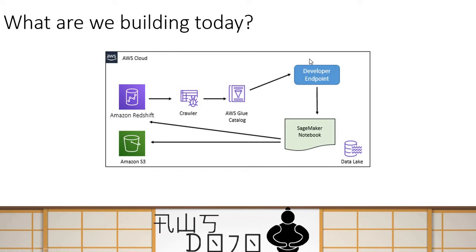But we create a developer endpoint, and with the developer endpoint, we launch a SageMaker notebook. With this SageMaker notebook, we will read data from Redshift, write data back to Redshift, and also write data back to the S3 bucket, just to show the completeness that data from one source can be written to the other source. So I read data from Redshift, write it back to Redshift, and write it back to S3 as well. This is what we are going to build today.